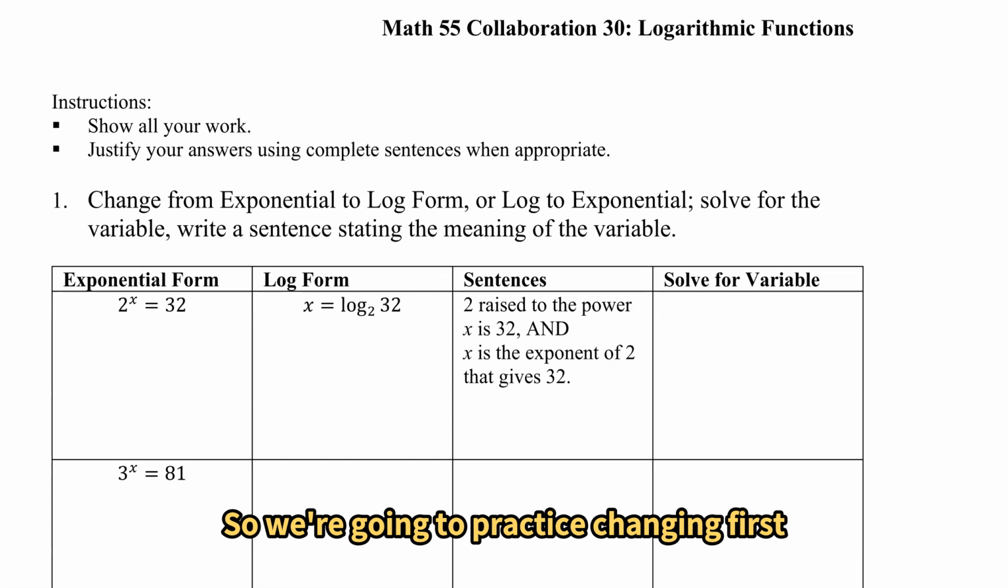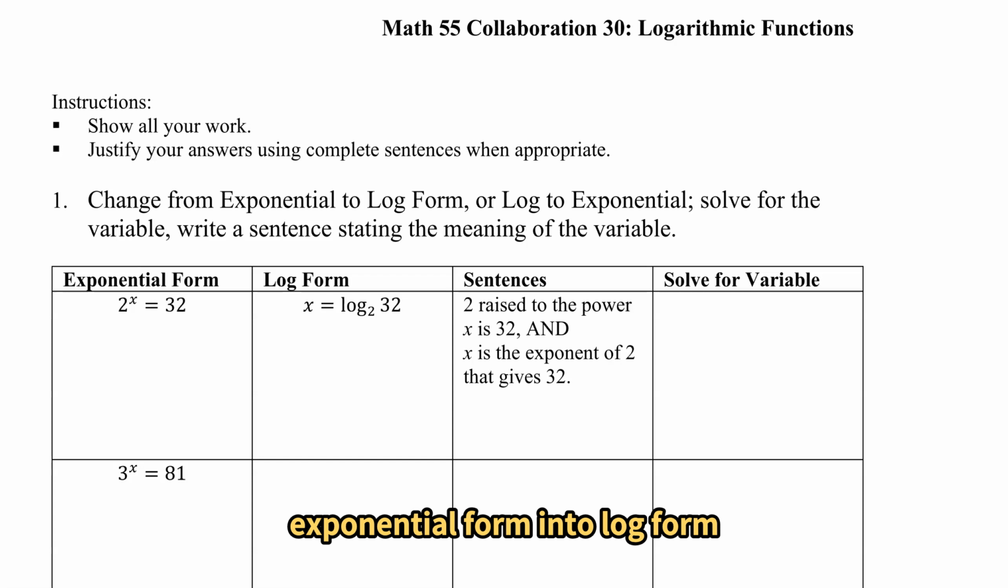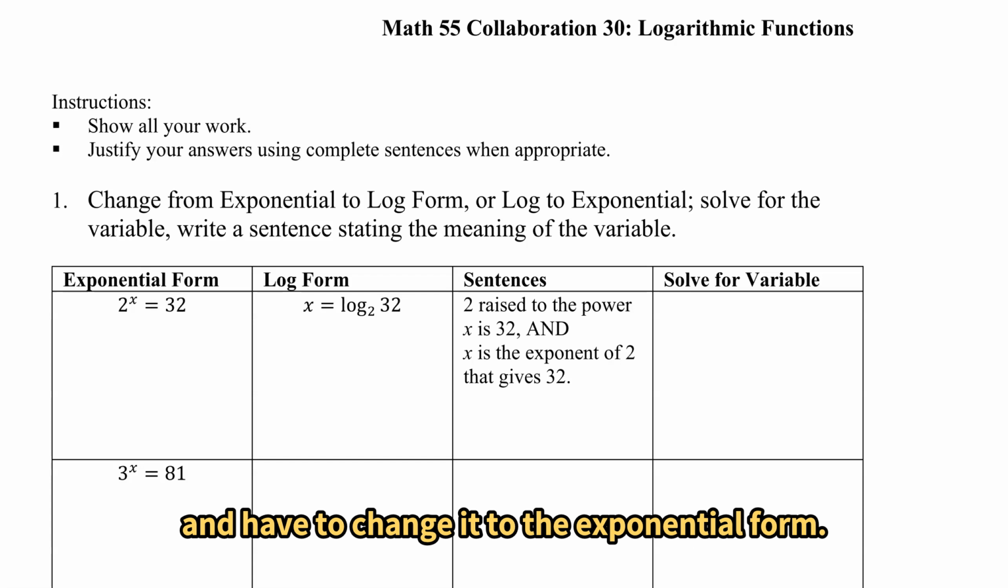So we're going to practice changing first exponential form into log form and solving the variable. And then in the second part, we'll start with the log form and have to change it to the exponential form.